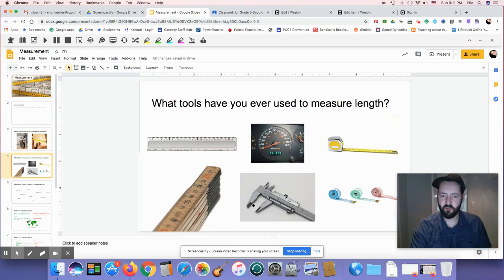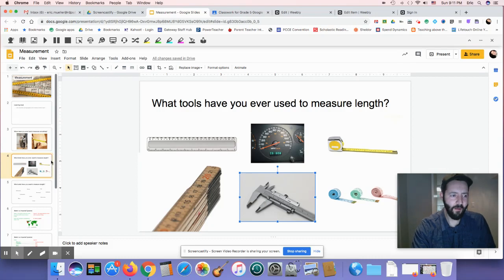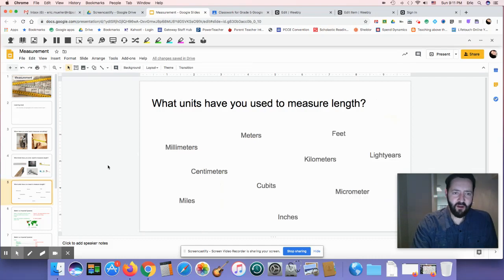So these calipers, they spread apart and then you can actually span them across the distance of the tube. And then they give you a really accurate reading for the diameter or the distance across. So those are just a few tools that you might want to be familiar with here. And when we move on, we're going to talk about some different units now.